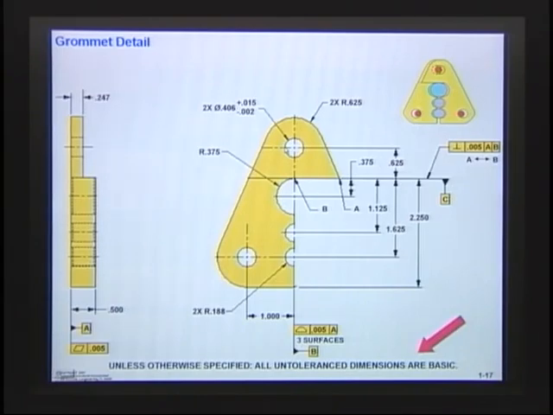What I did on mine is, first thing I did was I called all the dimensions basic. And all of the dimensions on here, rather than putting boxes around everything, I just said, unless otherwise specified, all untoleranced dimensions are basic. Make them theoretically exact. And that's the way that I do it, is I use profile tolerancing on here completely. Use it right to its fullest extent.